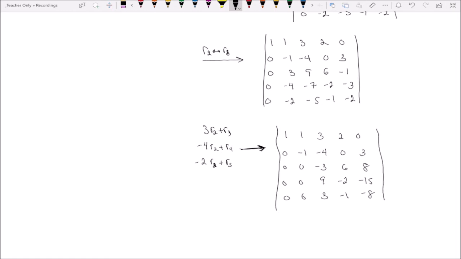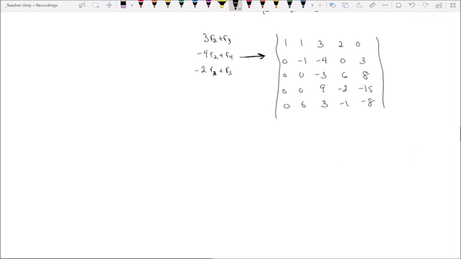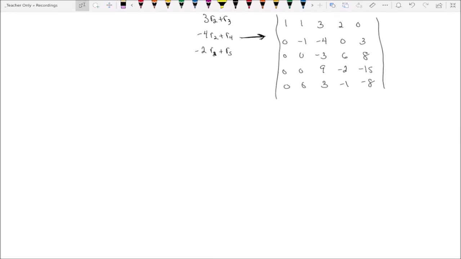And again, there's no need to multiply by a constant. Now, if we look below that -3, everything below it is a multiple of 3. So, no need to switch any rows, do anything fancy. It'll be 3 row 3 plus row 4, and then simply row 3 plus row 5.